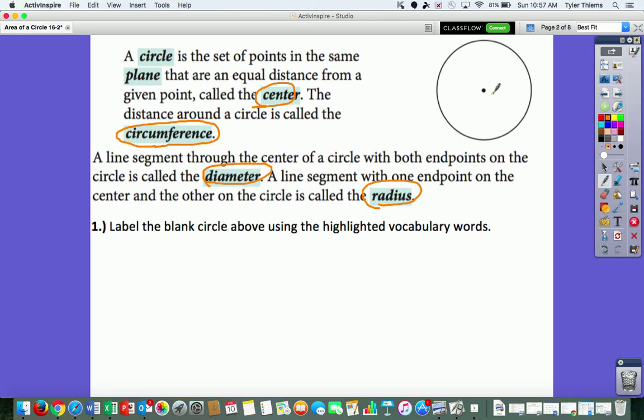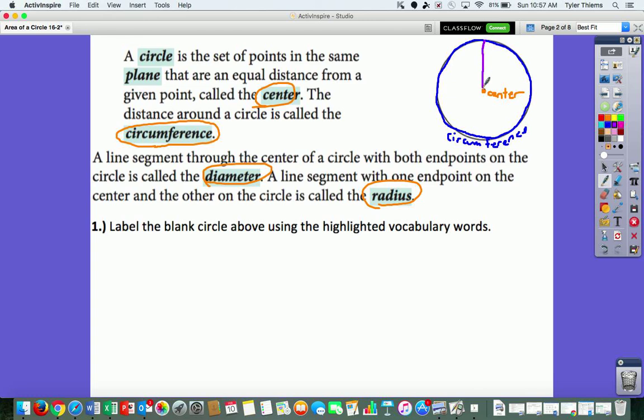So first, this point right here in the center of the circle is obviously called the center. Label that now if you haven't already done so. The circumference then is the distance all the way around the outside of the circle. That is the distance all the way around the edge of the circle. It's how far it would take to go along the outside. That's the circumference.